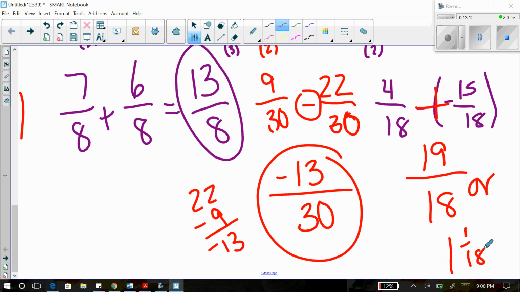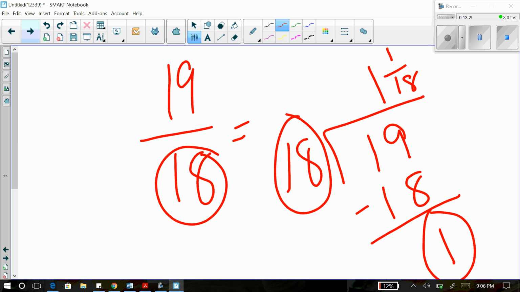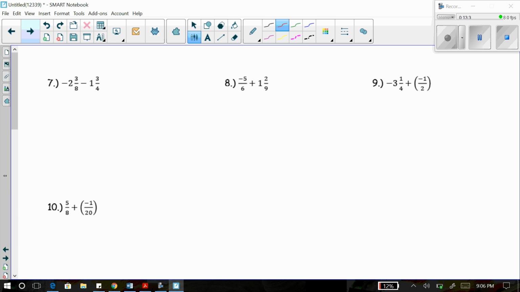Again, I'll tell you on a test or quiz, give me the improper fraction or give me the mixed number. But in this case, if I don't say, well, then you give me whatever you want to give me. Mixed number, improper fraction, whatever. Okay, let's jump to the next page here. All right, here.